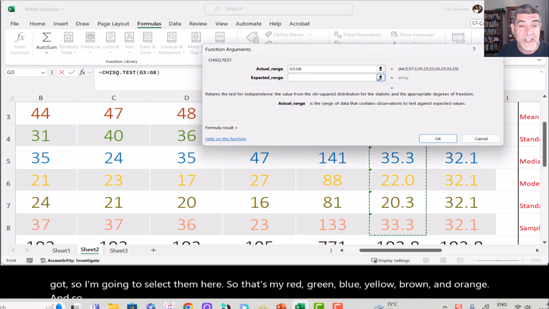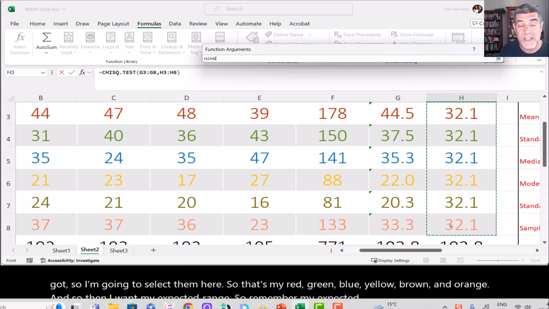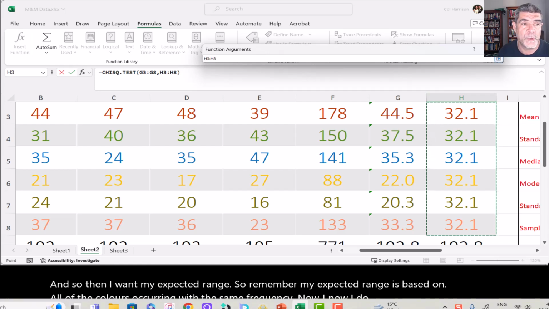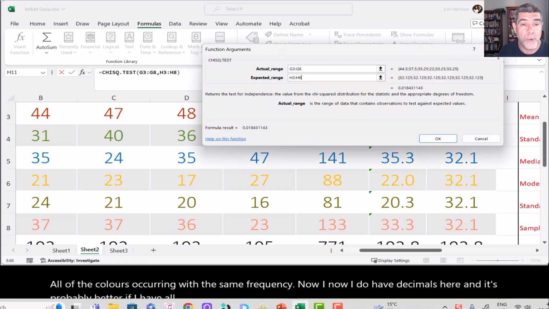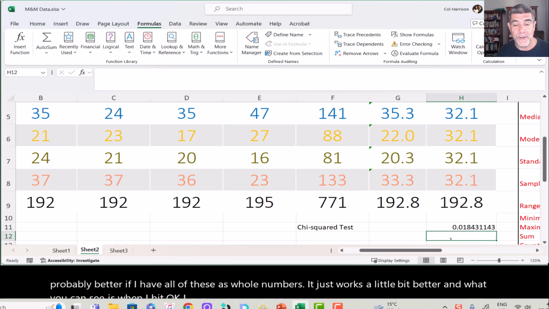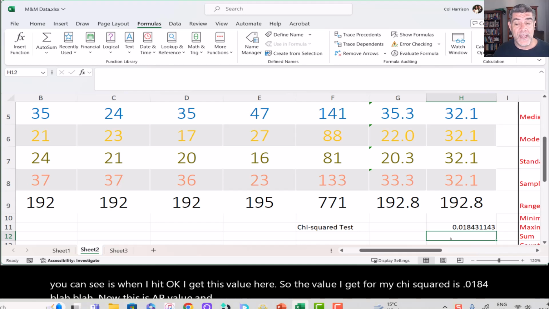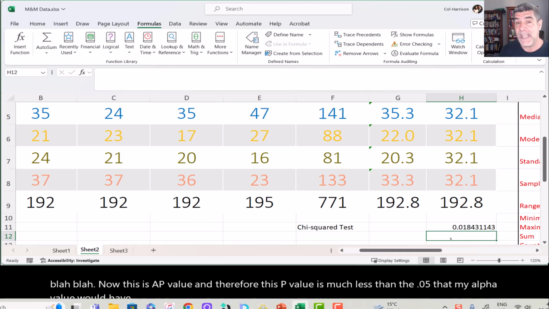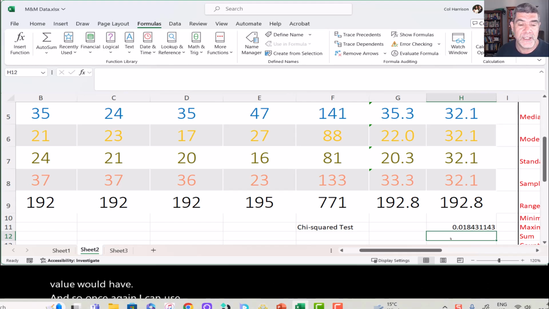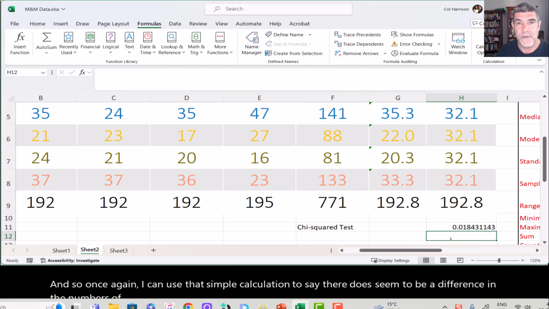And then I want my expected range. So remember, my expected range is based on all of the colors occurring with the same frequency. Now I do have decimals here, and it's probably better if I have all of these as whole numbers. It just works a little bit better. And when I hit OK, I get this value here. The value I get for my chi-squared is 0.0184. This is a p-value, and this p-value is much less than the 0.05 that my alpha value would have. And so once again, I can use that simple calculation to say there does seem to be a difference in the numbers of different colors in different bags of M&Ms.